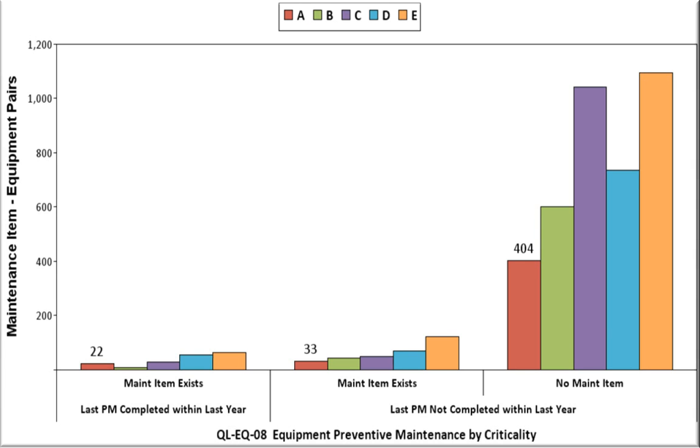In this graph, we're going to take criticality one step further. This particular customer had 5 criticalities assigned, and we're going to look at the A, or most critical pieces of equipment. On the left side of the graph, you'll see 22 pieces of equipment had a preventative maintenance route assigned, and all of them were completed within the last year. In the middle, you'll see there's 33 pieces of equipment that had a maintenance item or a preventative maintenance route assigned, but there was no evidence that the PM was completed within the last year. On the right side of the graph, you see 404 pieces of equipment that had no preventative maintenance assigned to them, and obviously they weren't completed since they didn't exist.